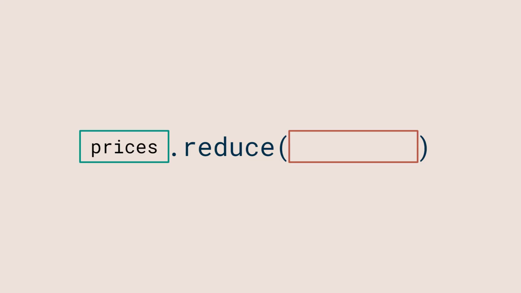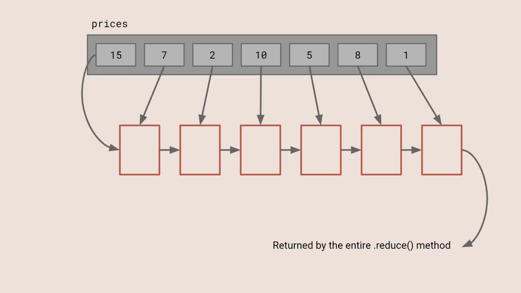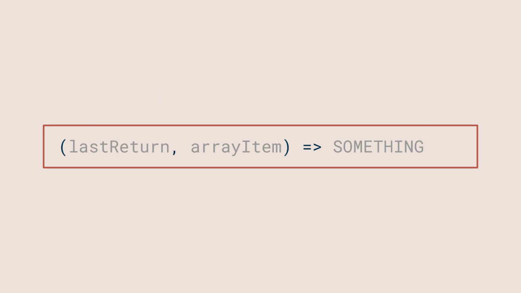We know we're working with the prices array. Now we just need to fill in what our callback function should be. Remember, this callback function will be called with each item in the array, and what is returned will be passed to the next call. Here is a template that we can use to write our callback function. We know that the array item is going to be a price, so we can call that price. Then we need to decide what we are going to pass between each call to this function. What will go into that last return variable, and what will we return that will then go into the next call's last return variable? In this instance, it probably makes sense to be keeping track of the current running total.